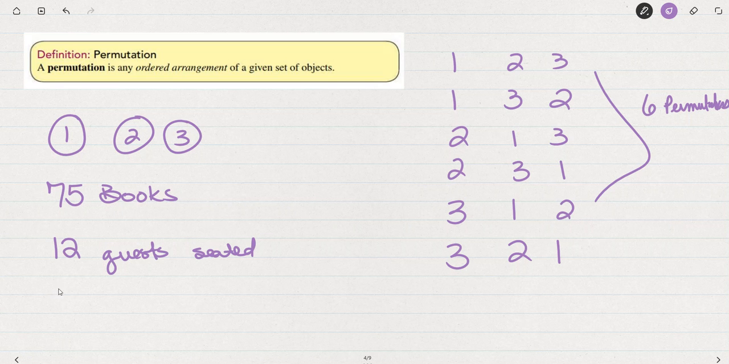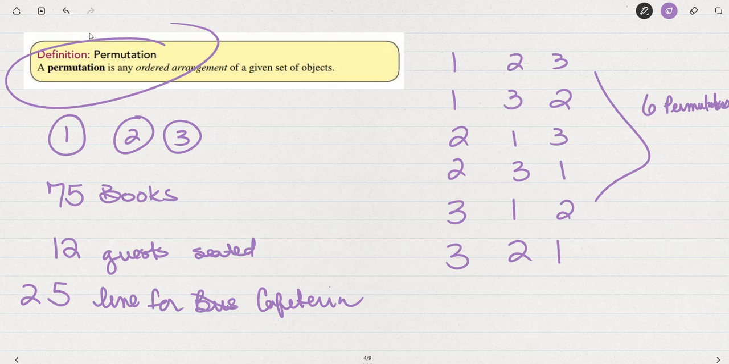We could also talk about 5 children lining up for the bus, or 25 children lining up to go to the cafeteria when they leave their classroom. And all of those are permutations or ordered arrangements. The key is that the order is going to matter.